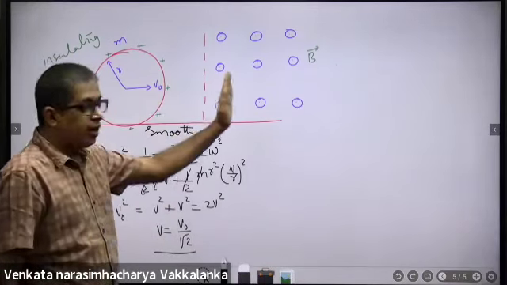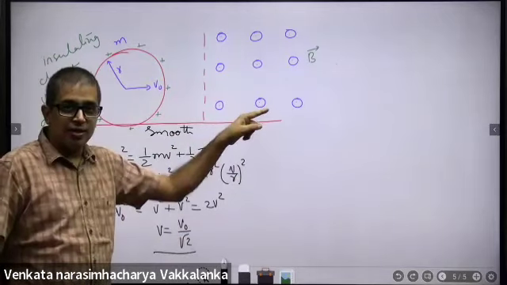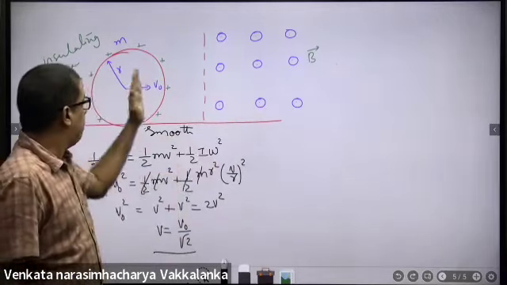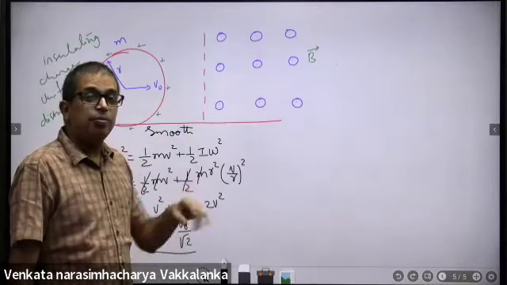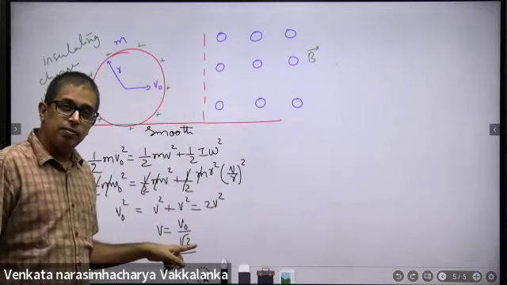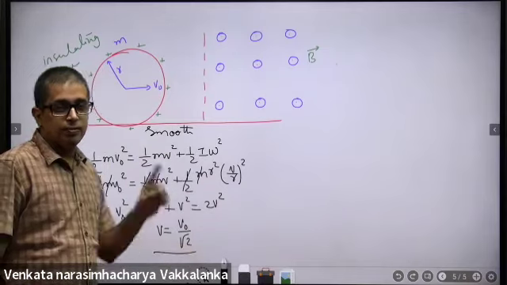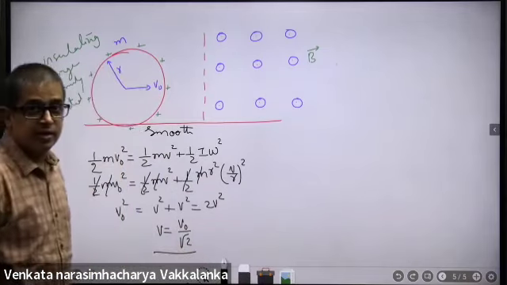Now find out, what did he ask you? Charge on the ring for which by the time it enters the ring it will start rolling. That means when did it start rolling? When its velocity became V naught by root 2. First hint for it.